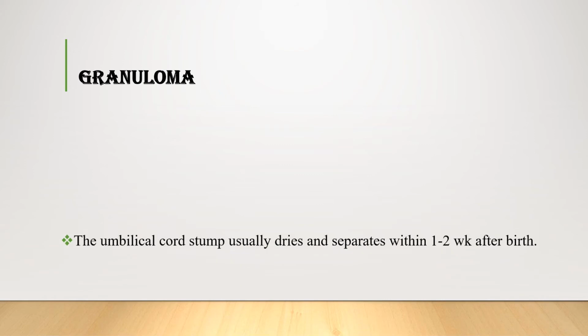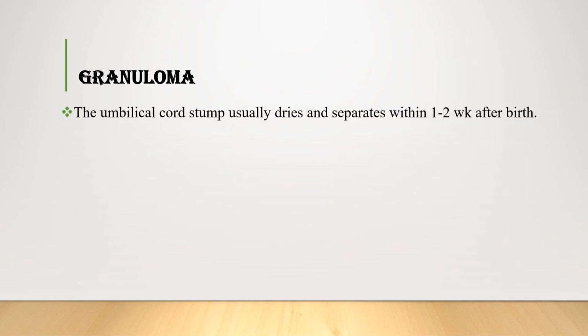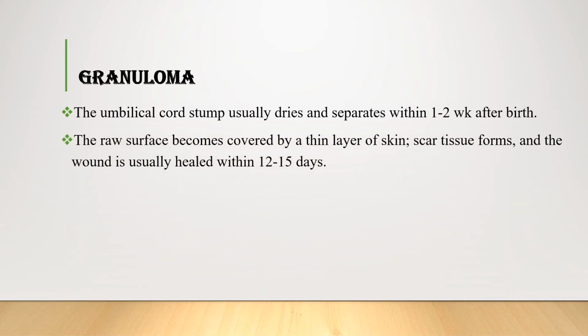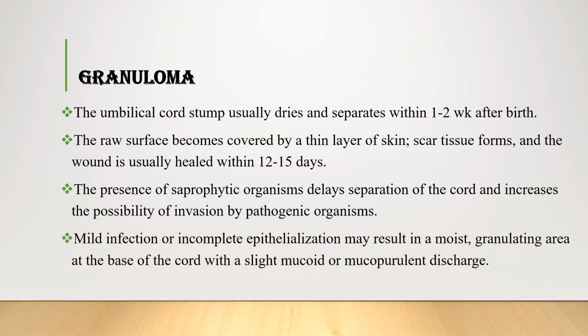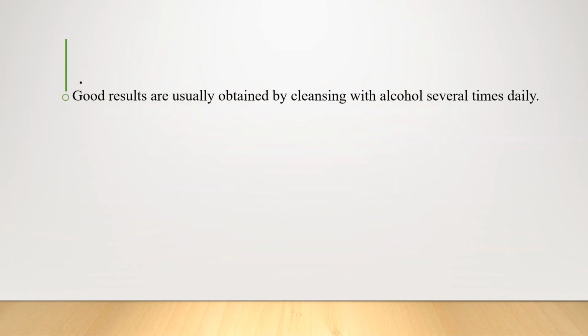The other is granuloma. The umbilical cord stump usually dries and separates within 1 to 2 weeks after birth, as we have said above, and the raw surface becomes covered by a thin layer of skin, scar tissue forms, and the wound is usually healed within 2 weeks. The presence of saprophytic organisms delays separation of the cord and increases the possibility of invasion by pathogenic organisms. Mild infection or incomplete epithelialization may result in a moist, granulating area at the base of the cord with slight mucoid or mucopurulent discharge. Good results are usually obtained by cleansing with alcohol several times daily.